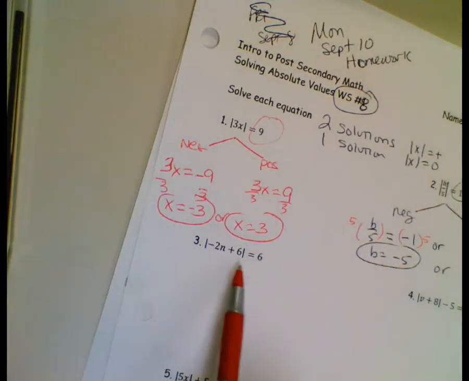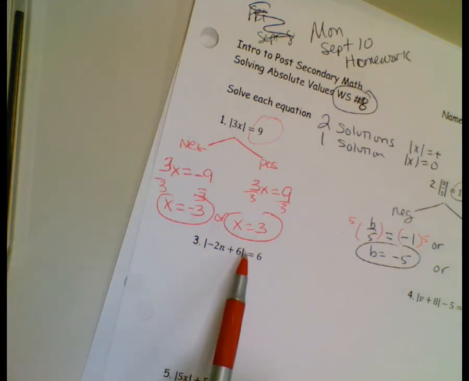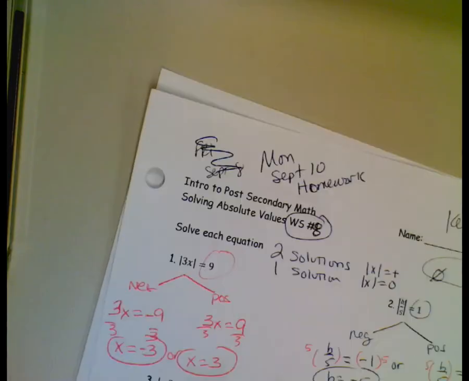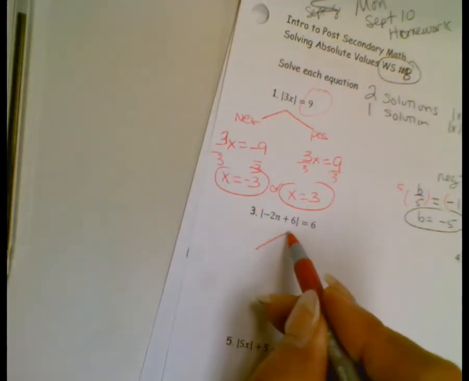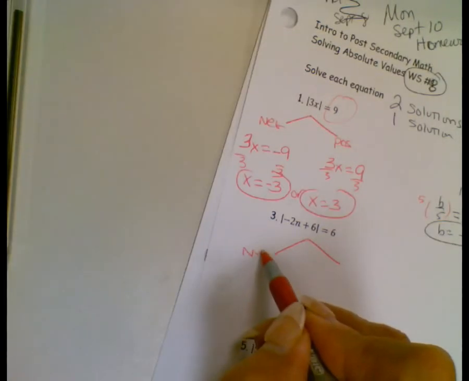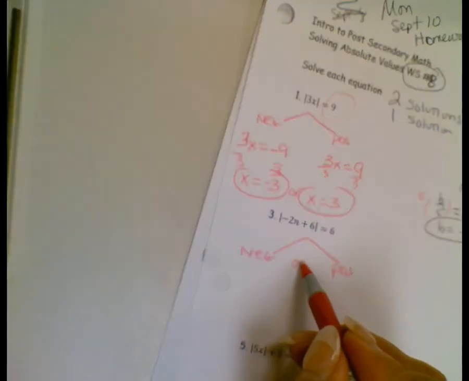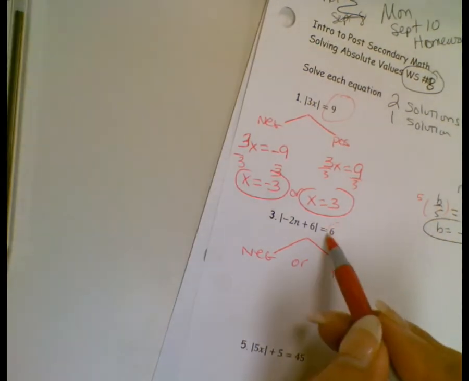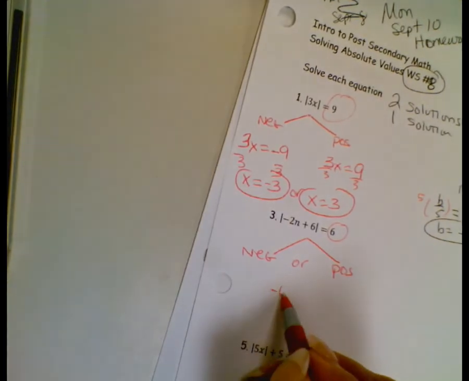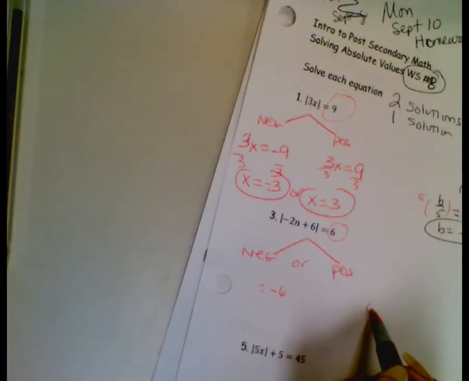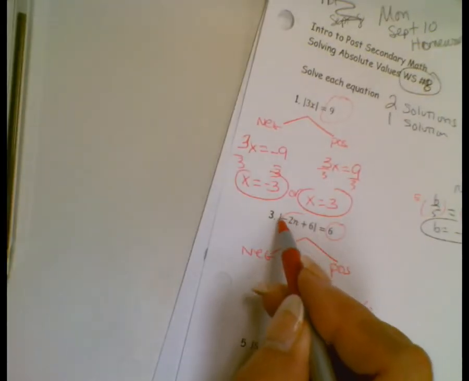So for this next one, are the bars isolated? Yes, there's nothing on the outside of them. It's equal to a positive number. If it's equal to a positive number, there are two solutions. So we're going to separate these into two sides. First we have the negative side, then we have the positive side. So we're going to write an or in between them. So when I say negative and positive, I'm talking about the 6, not the part under the bars, the 6. So we're going to have something equal to negative 6 or something equal to 6. That something is the part that's under the bars.